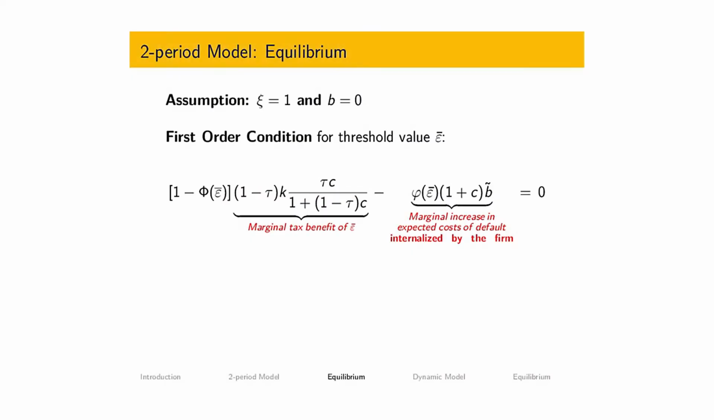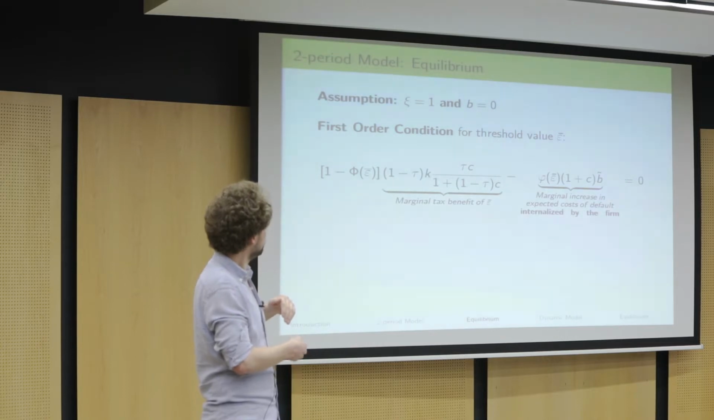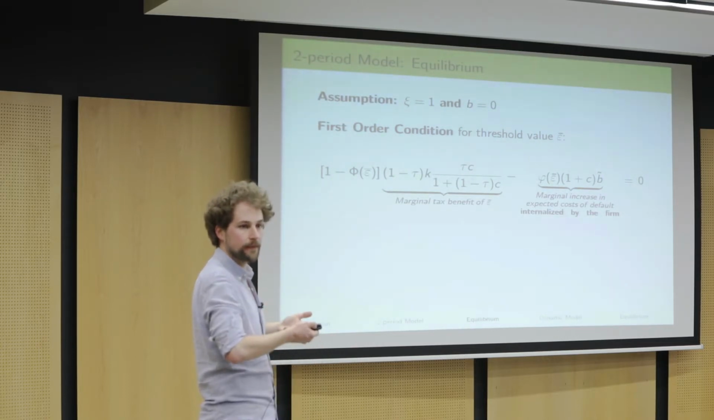This is the marginal benefit of increasing epsilon bar. This benefit is a tax advantage. So whenever default is avoided, this firm has to pay some positive tax. And whenever you have a higher value of epsilon bar, you reduce this tax burden. Okay, this is not super interesting. The key term maybe of the paper is here, the cost of raising epsilon bar.